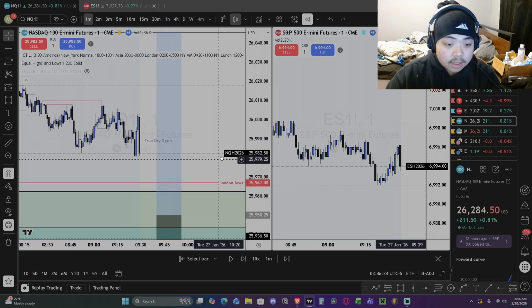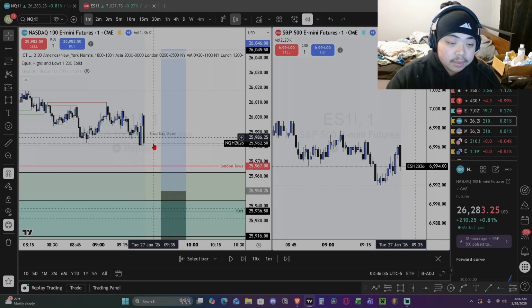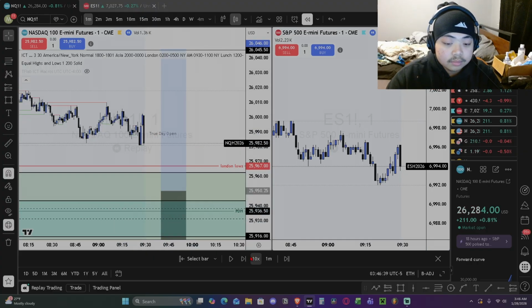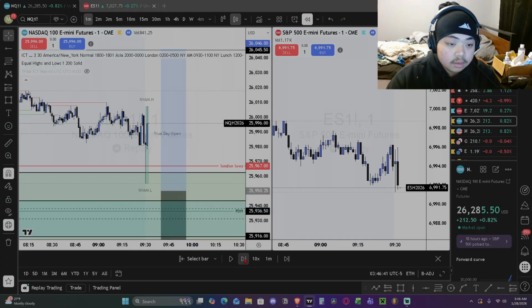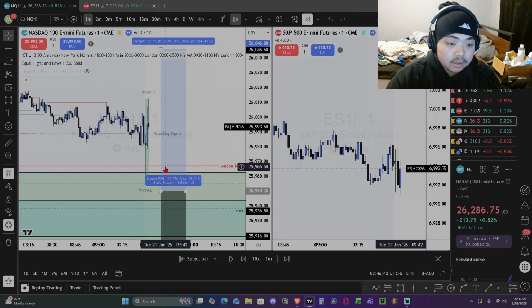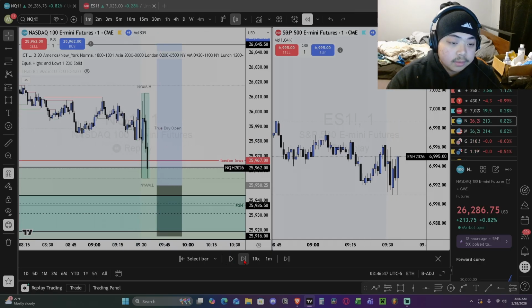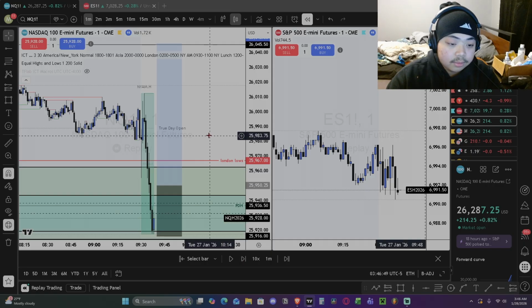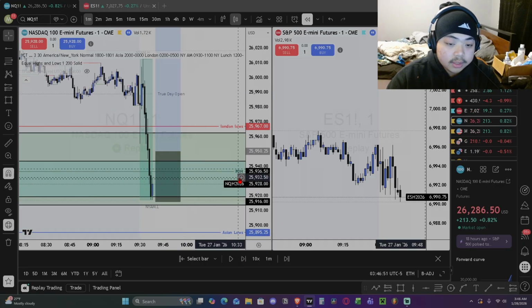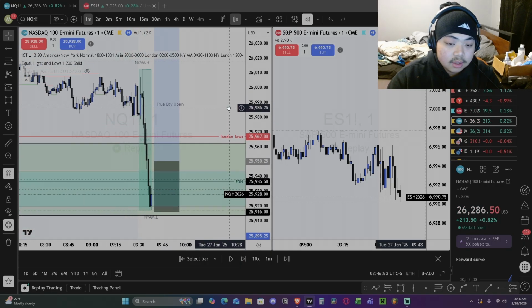All right, so what I do is play out price action. I expect this price to go lower, so we do end up tapping into the zone, but I do want to wait for a retracement. So we do end up going lower and taking out previous daily highs.